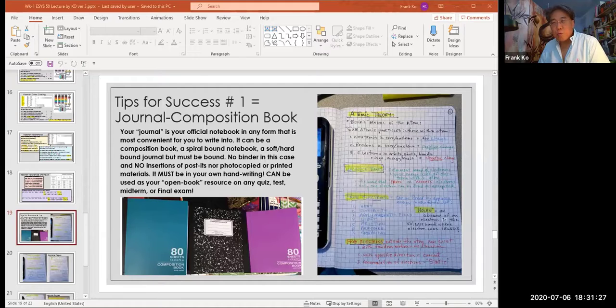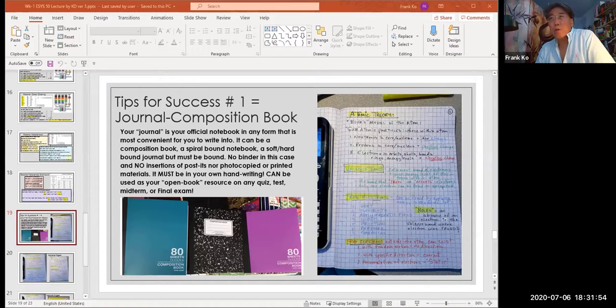I've shown you an example of the covers of different kinds of composition books. I like composition books because they're very compact. They fit into a backpack very easily. I don't care for the spiral, because when you pull it out of a backpack, it always gets mushed up and falls to pieces. So I like something small and compact, like a composition book, and I like the quad rule, the graph paper kind.